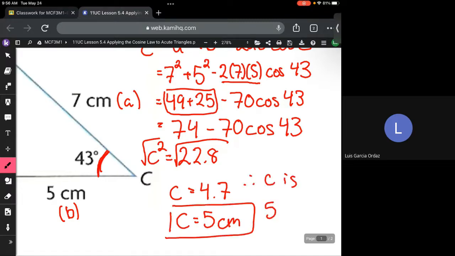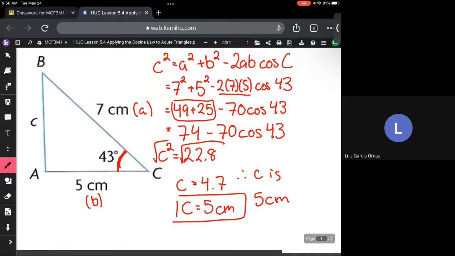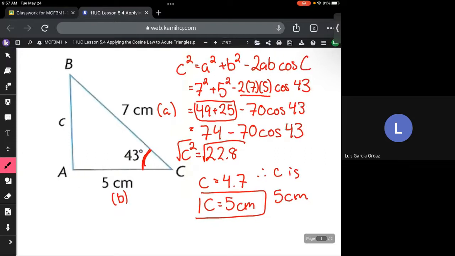Sir, you said that you would give us like a cheat sheet for the test, right? Yeah, I'm just going to have it written up on the board or projected on the board.